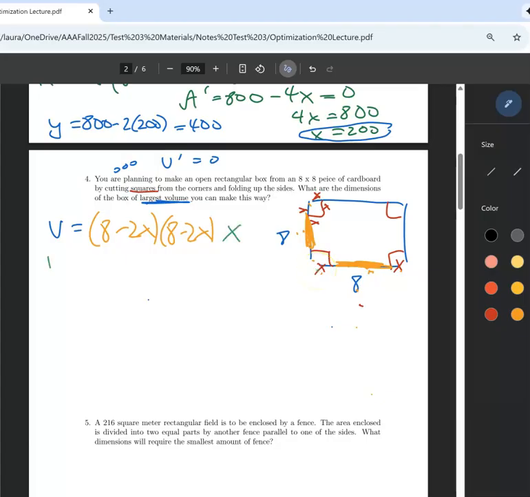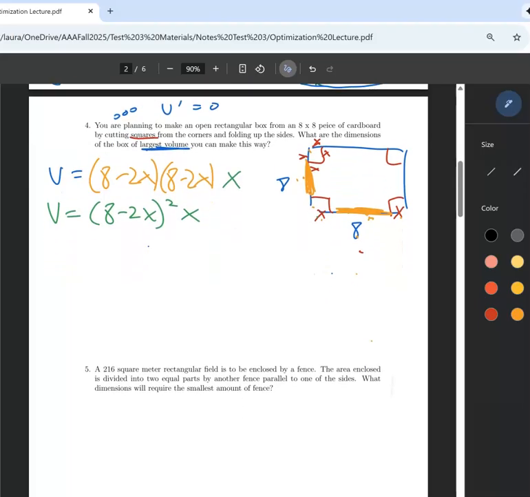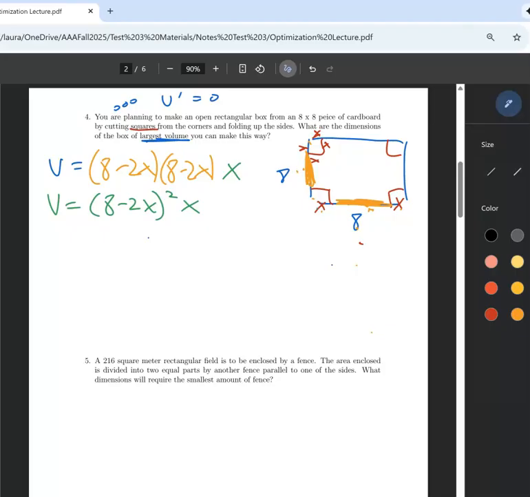Okay, so let's just rewrite what this is. We have (8 minus 2x) squared times x. So sometimes your constraint doesn't come in another equation, but it just comes from the information given. I want to take the derivative of this. I'm going to suggest we not multiply it out. Let's just do it by doing product rule. So if I do the derivative, so first, d second, which would be 1, plus second, d first.